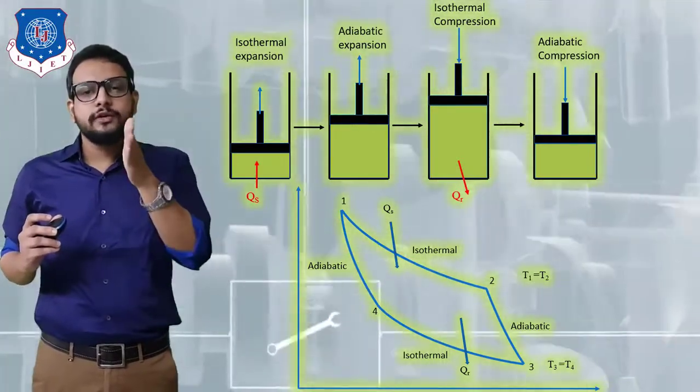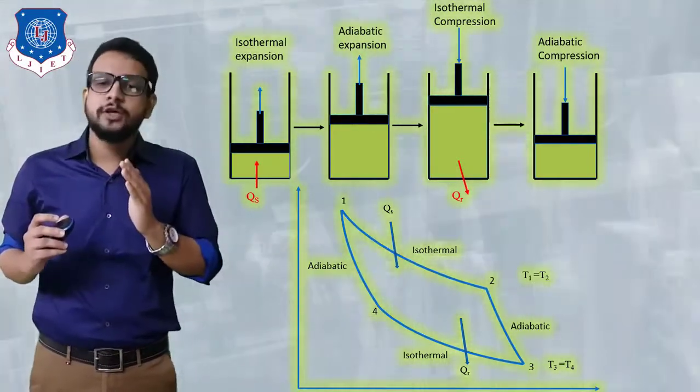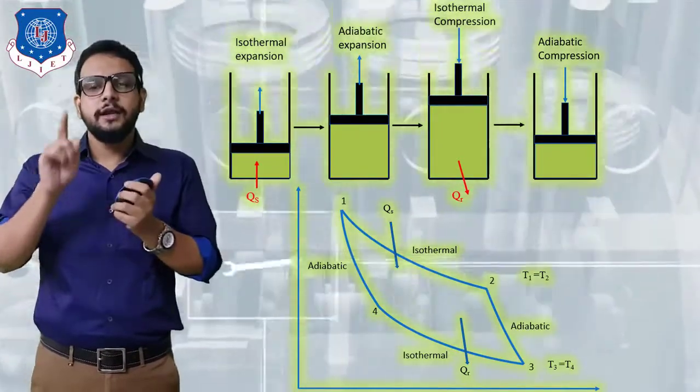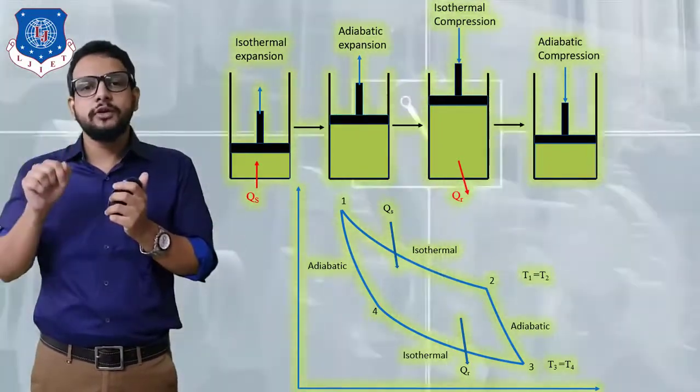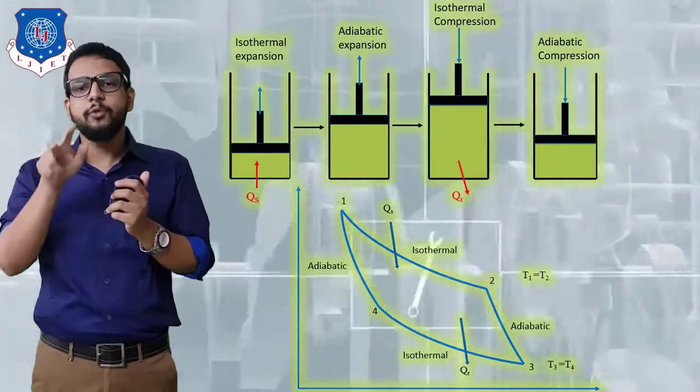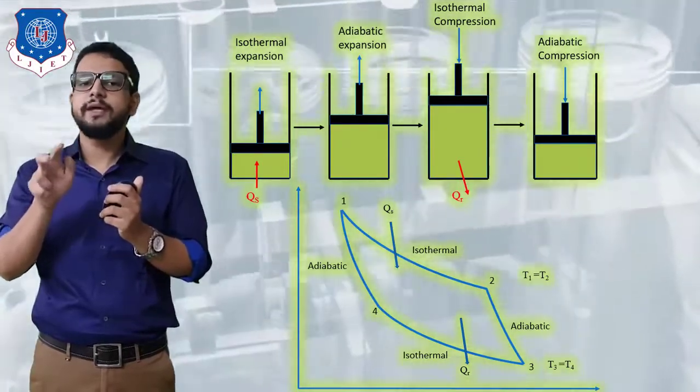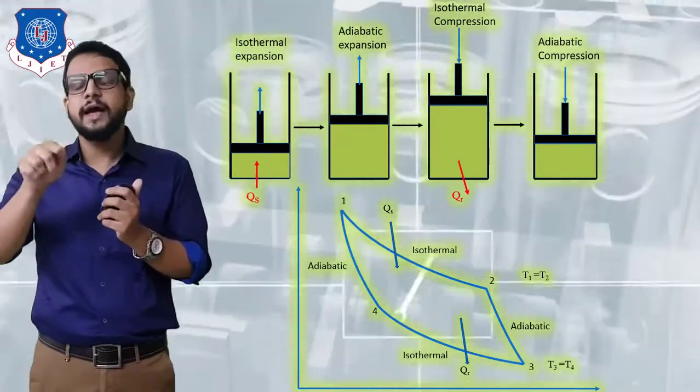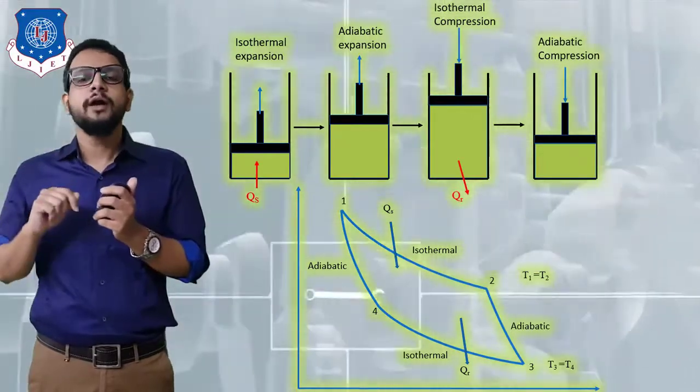Okay, so from state 1 to state 2, it is an isothermal expansion process, and it is also written that T1 is equal to T2, which means the temperature at both state 1 and state 2 is going to remain the same. Because of that, I have written T1 is equal to T2.